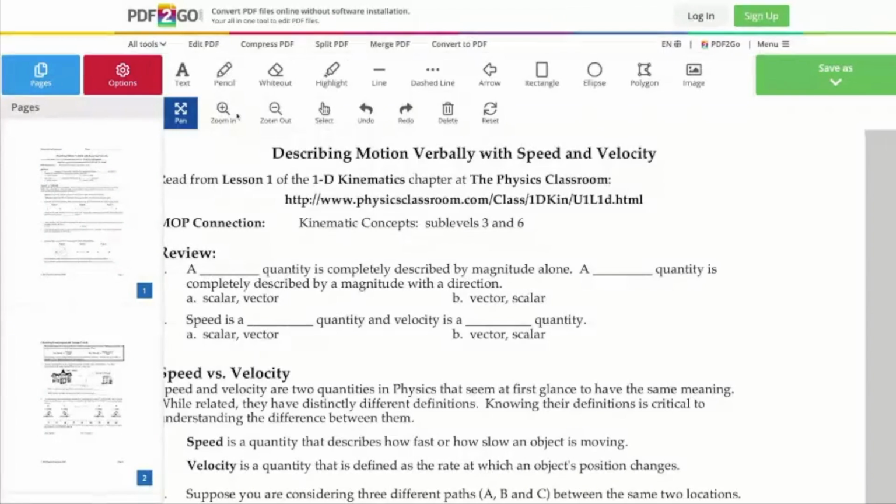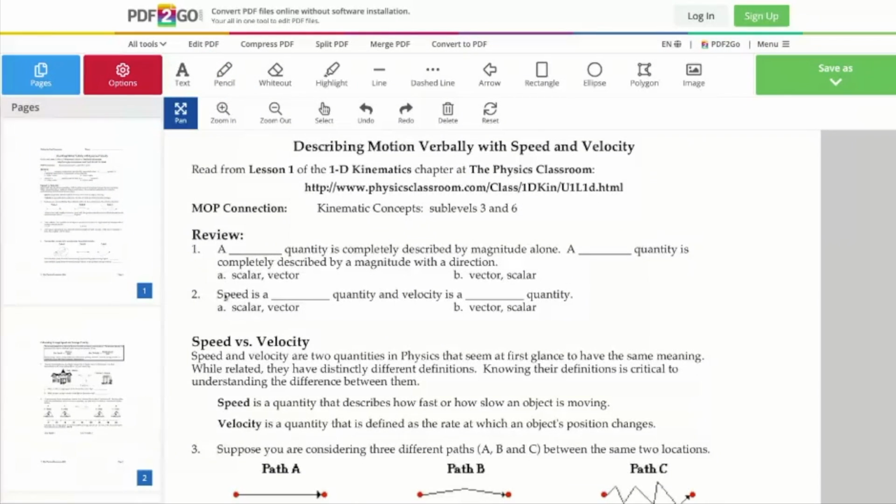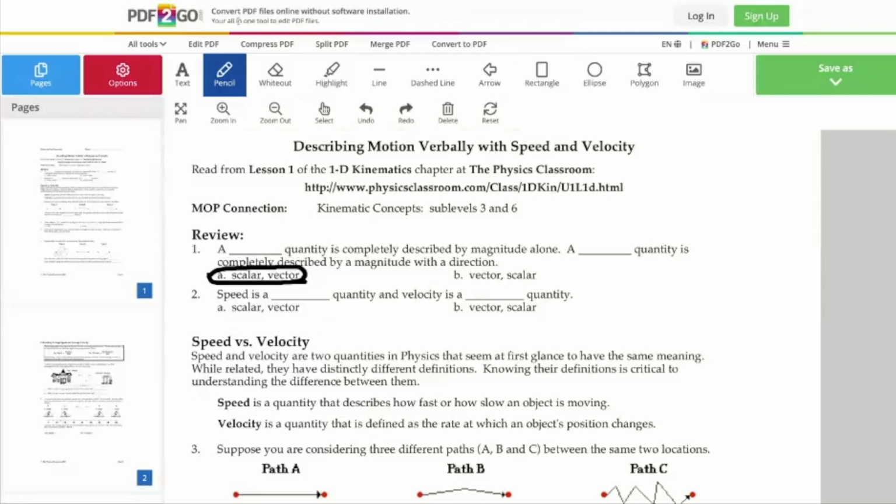Okay. So a blank quantity is completely described by magnitude alone. A blank quantity is completely described by a magnitude with a direction. We went over this in our last worksheet, so I think that's a quick answer. I'll do the second question too. Speed is a blank quantity and velocity is a blank quantity. Can we get more answers? That's good. You guys all got that one right.